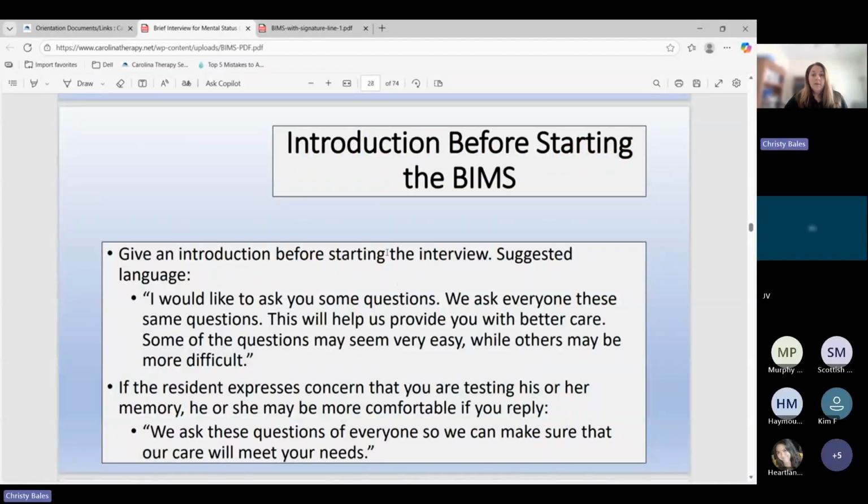All right. Introduction before starting the BIMS. Of course, you're going to tell them who you are, give an introduction. Suggested language is: I would like to ask you some questions. We ask everyone the same questions. This will help us provide you with better care. Some of the questions may seem very easy, while some others may be more difficult. If the resident expresses concern that you are testing his or her memory, which we get a lot, he or she may be more comfortable if you reply, we ask these questions of everyone so we can make sure that our care will meet your needs.